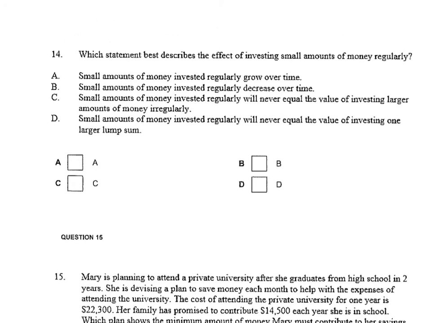Which statement best describes the effect of investing small amounts of money regularly? Small amounts of money invested regularly grow over time. True. Small amounts of money invested regularly decrease over time. That's not true. Small amounts of money invested regularly will never equal the value of investing larger amounts of money irregularly. That's not true. Small amounts of money invested regularly will never equal the value of investing one large lump sum. Also not true.